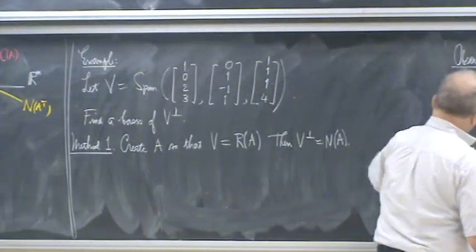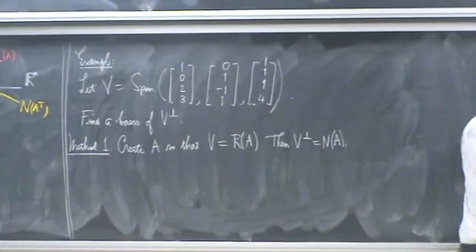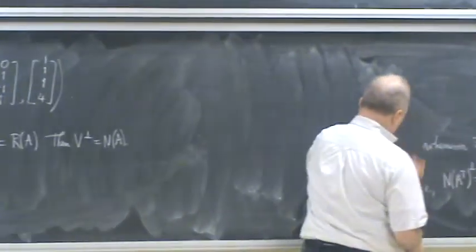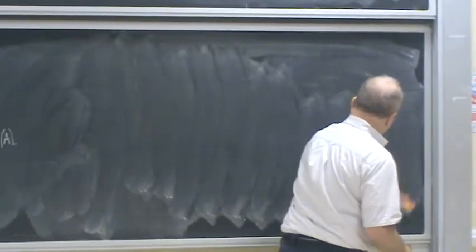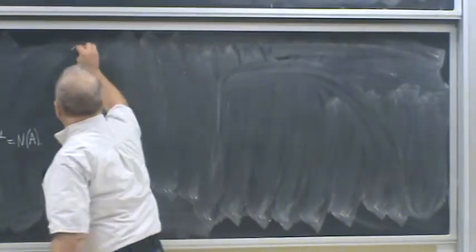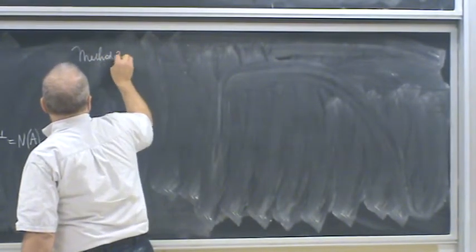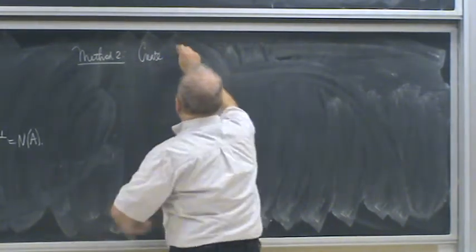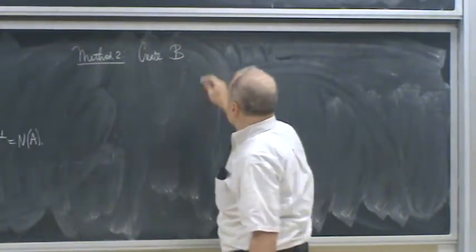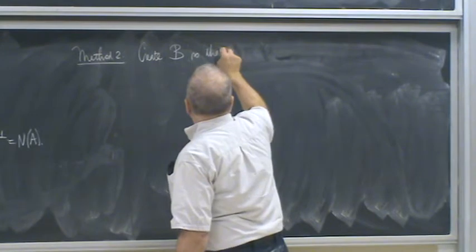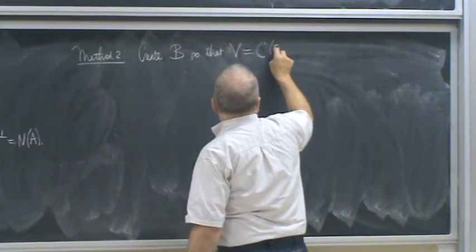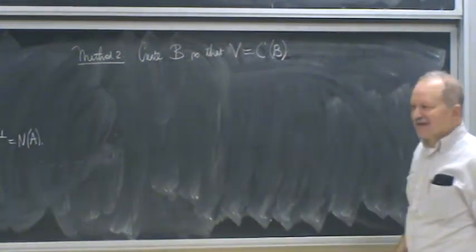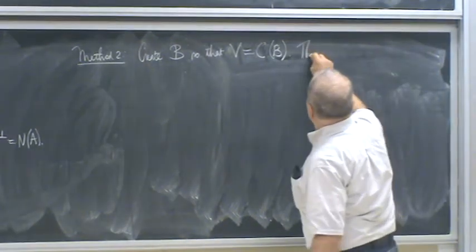What would method 2 be? Suppose you stuck them in as columns. Create, I'll call it a new matrix so we don't get confused, B, so that V is the column space of B. Then what's the perp?